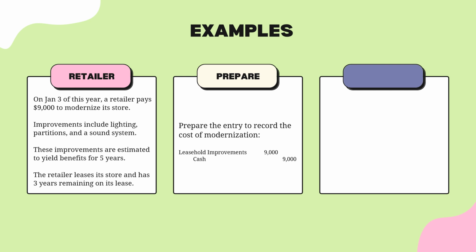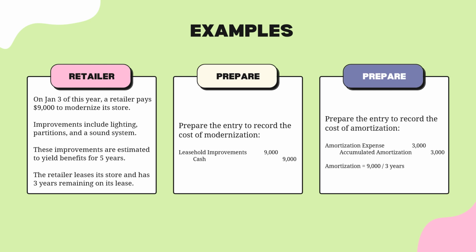To prepare the entry for the cost of the modernization, we will debit leasehold improvements for $9,000 and credit cash for $9,000. To prepare the entry for the cost of the amortization, we will only spread that cost out over 3 years since that's how much time is left on the lease. So we will debit amortization expense for $3,000 and credit accumulated amortization for $3,000.